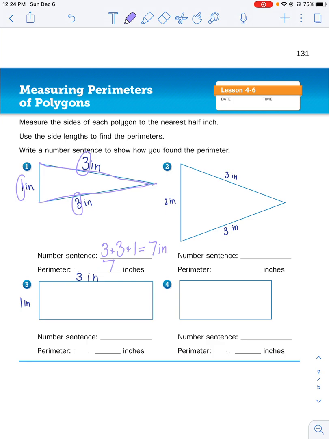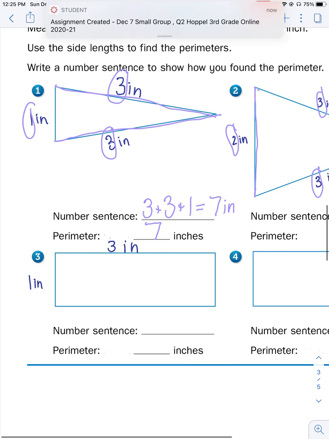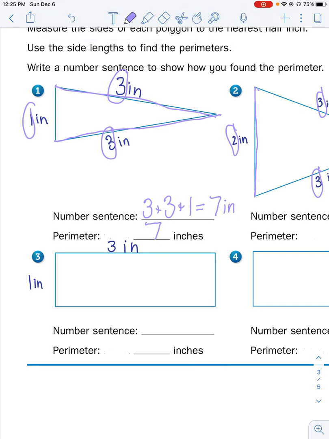Same with this one. I didn't know if the sides were all the same. And good thing I didn't assume that, because look, this one over here was 2 inches and not 3. Okay, so I'm going to add up all those numbers together. 3 plus 3 plus 2 equals, well, 3 plus 3 is 6. 6 plus 2 is 8. 8 inches.